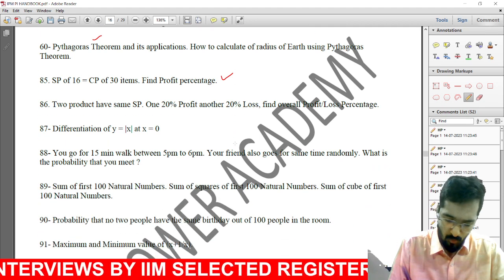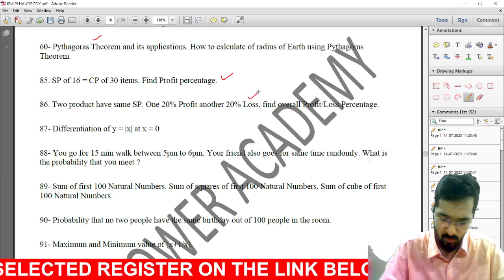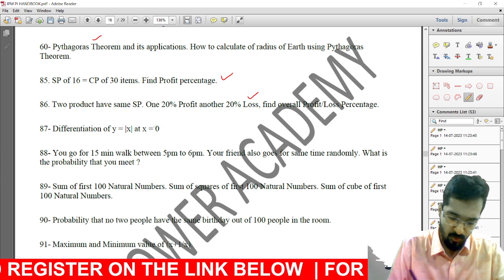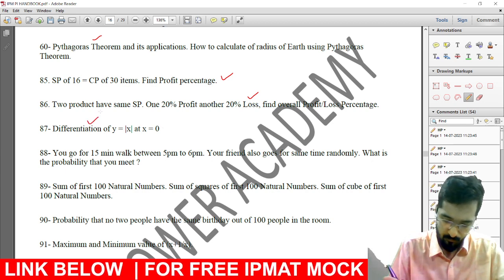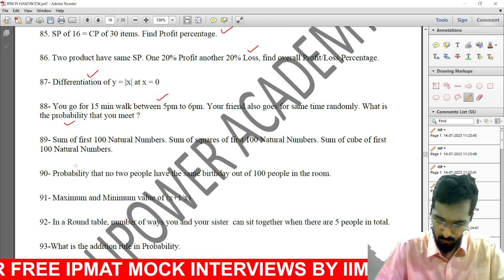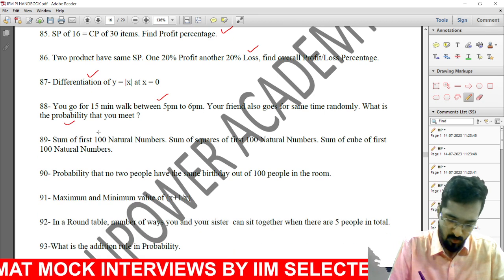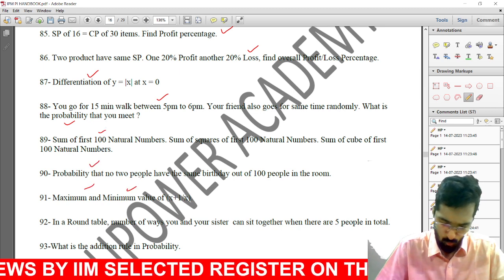Two products have same selling price, 120% profit, again profit and loss based questions. Differentiation is again a very important topic. Again probability based questions. Sum of first 100 natural numbers. This is an algebra based question, again probability based question. Maxima and minima based questions.